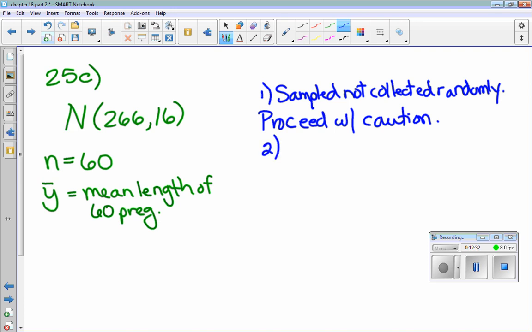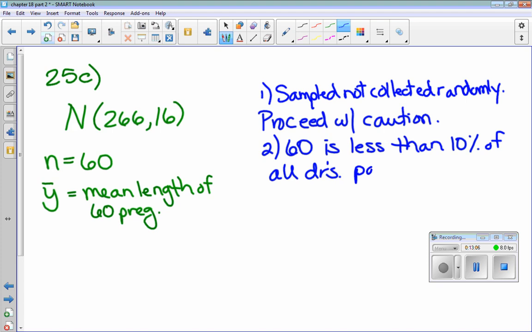Okay. The second condition is what? Well, independence, which we rarely can ever figure out. So the 10% condition. So what would we say here? That 60 is less than 10% of what? Yeah, over the course of his whole lifetime, career, whatever, okay? So of all doctors' patients.